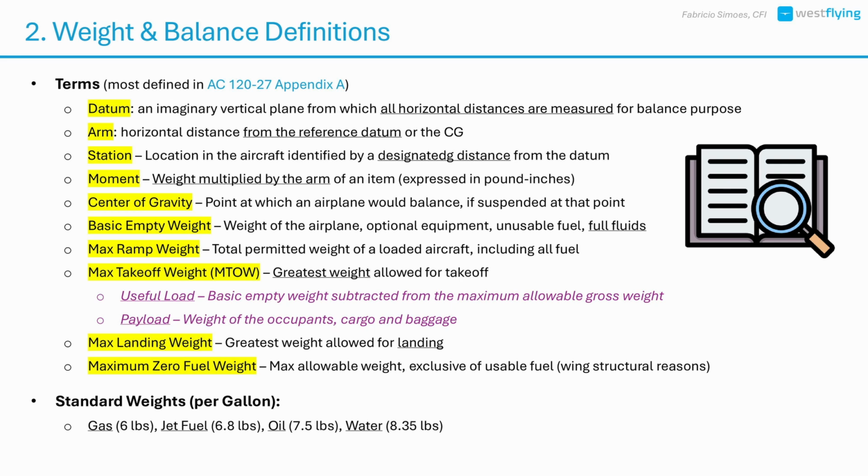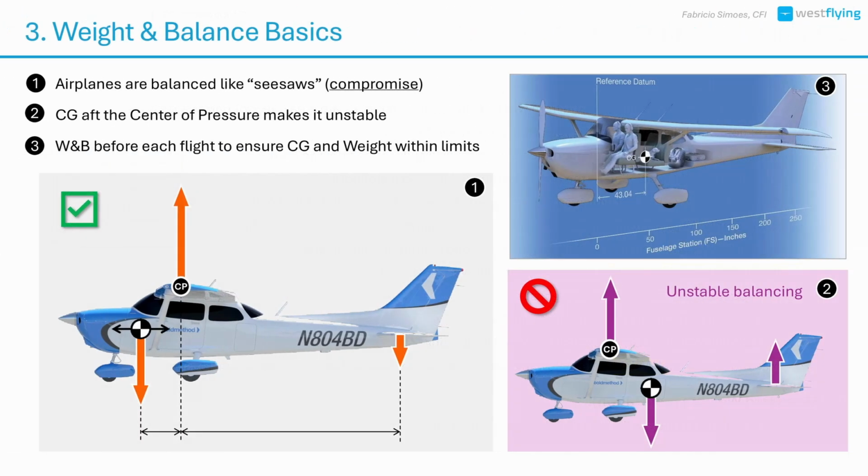Basic empty weight includes the airplane, its permanent equipment, full fluids, and unusable fuel. Max ramp weight is the total weight permitted while taxiing. Max takeoff weight, MTOW, is the heaviest the airplane can be before it lifts off. Max landing weight is how heavy an airplane is allowed to be before landing. This is not much of a factor in a Cessna 172, but it is an important number for transport aircraft, as landing above that weight may damage the aircraft and landing gear structure. Finally, maximum zero fuel weight is the maximum weight without usable fuel. Important mainly for larger aircraft to protect wing structures.